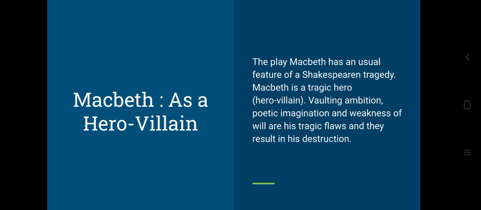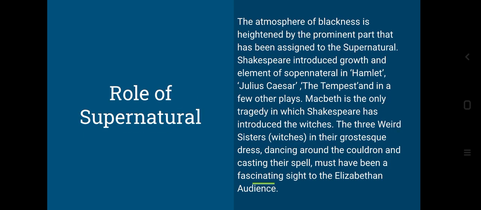And what is vaulting ambition? It is a strong wish to be extremely powerful and successful, you can say, a belief that is more important than anything else. So he didn't care about anything else. He didn't care about the rest of the world. He has to be successful, and that's his wish. That's all. Poetic imagination and weakness of will are his tragic flaws and result in his destruction. The things that I just told you.